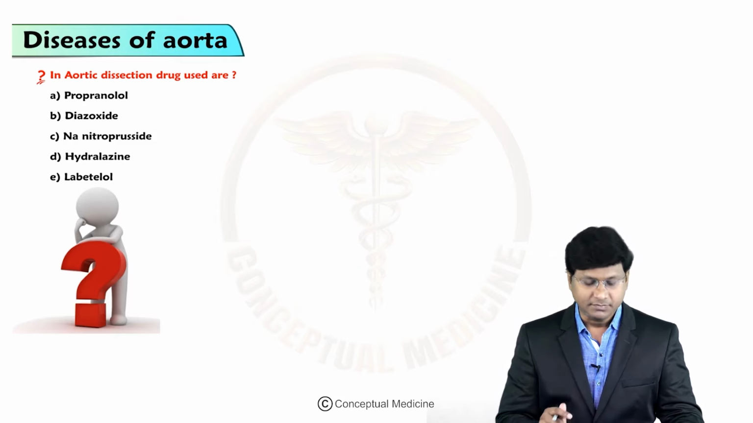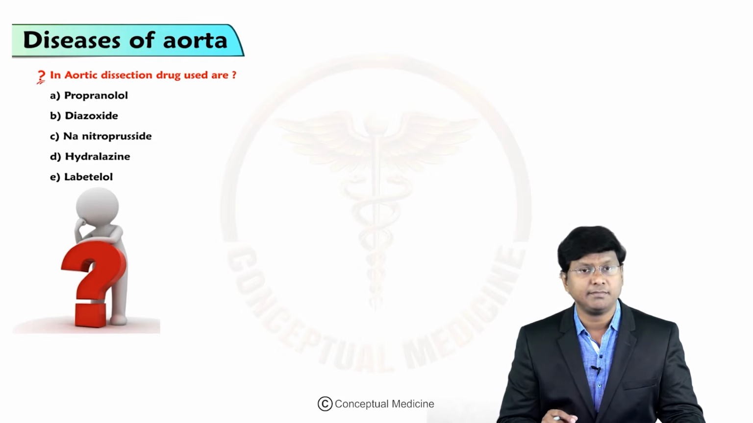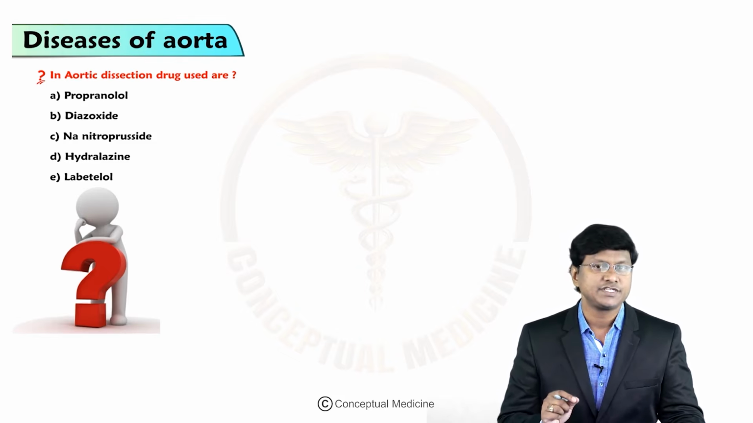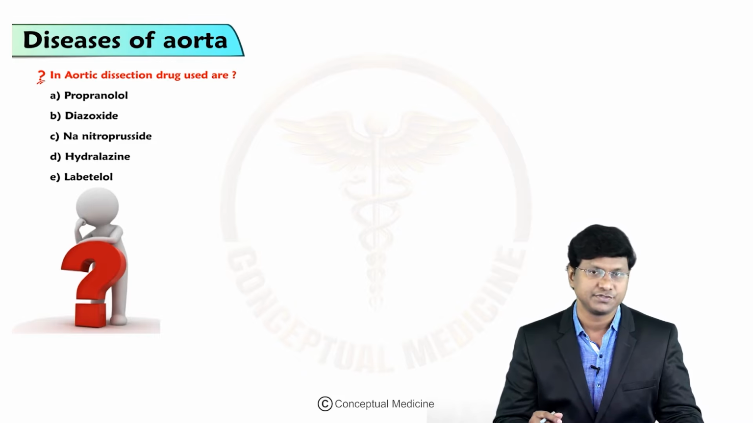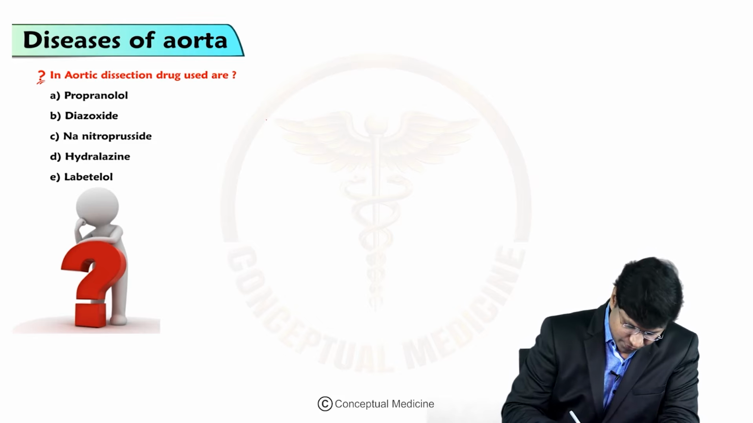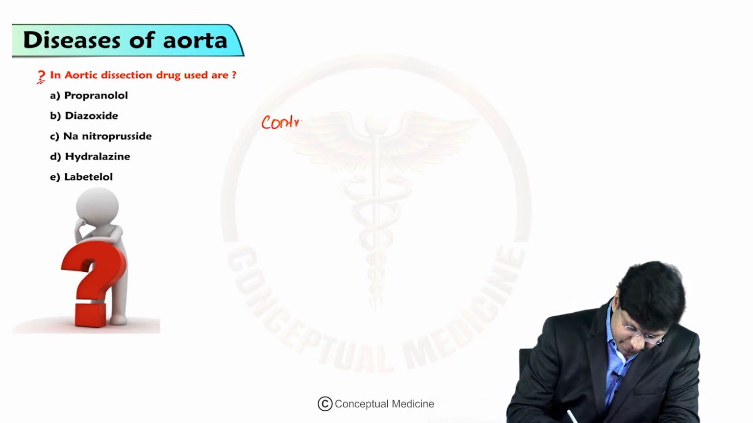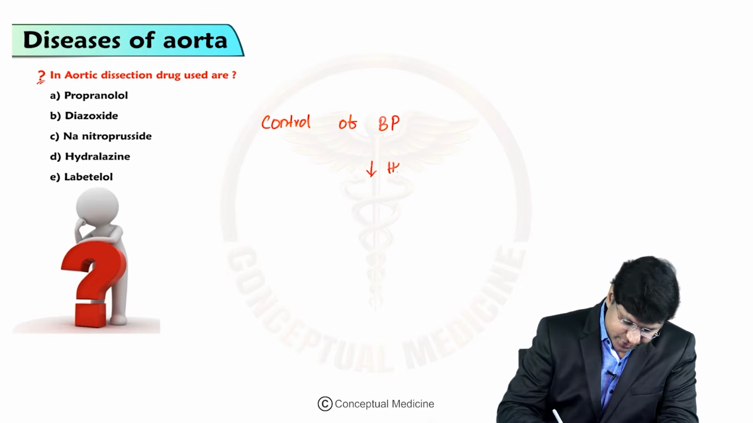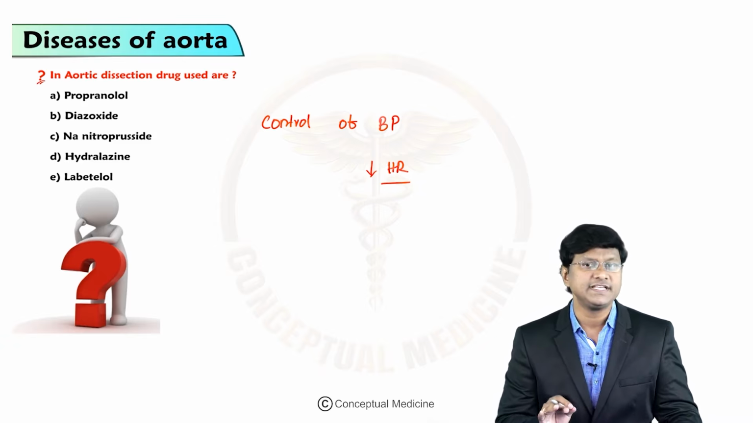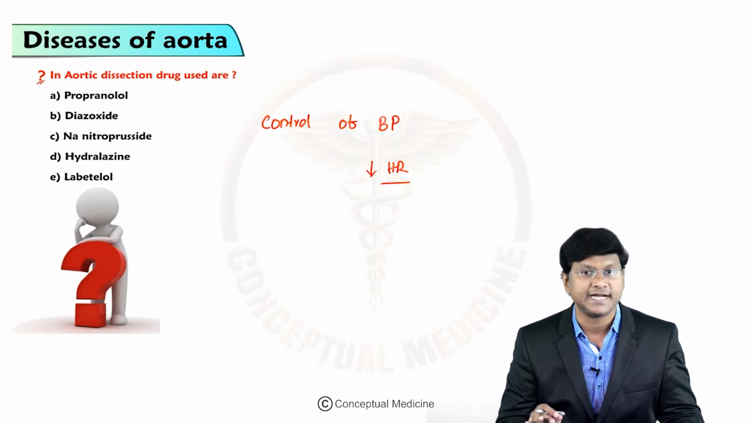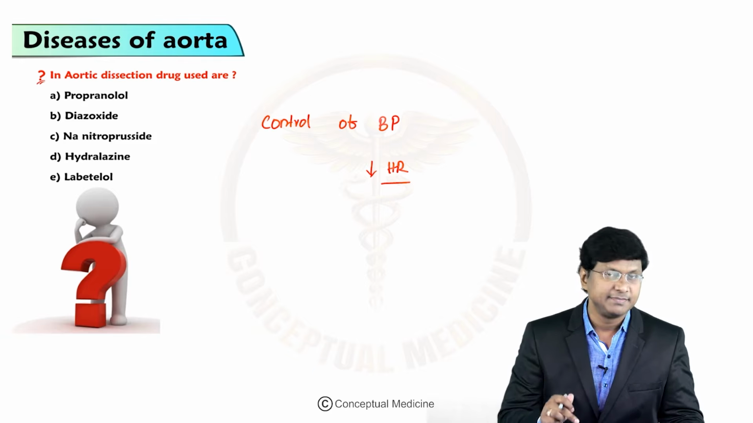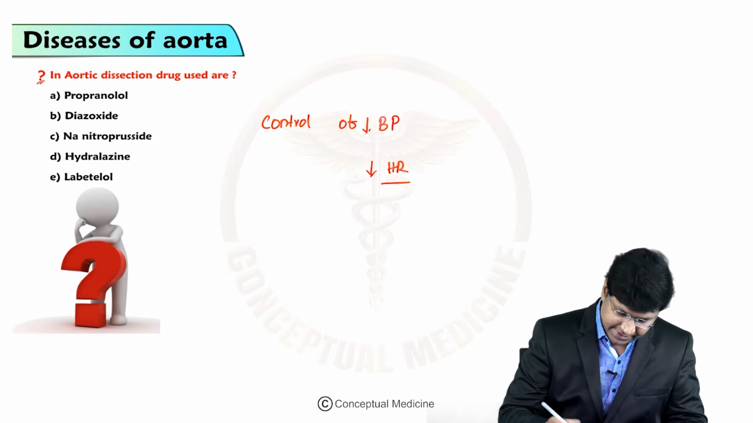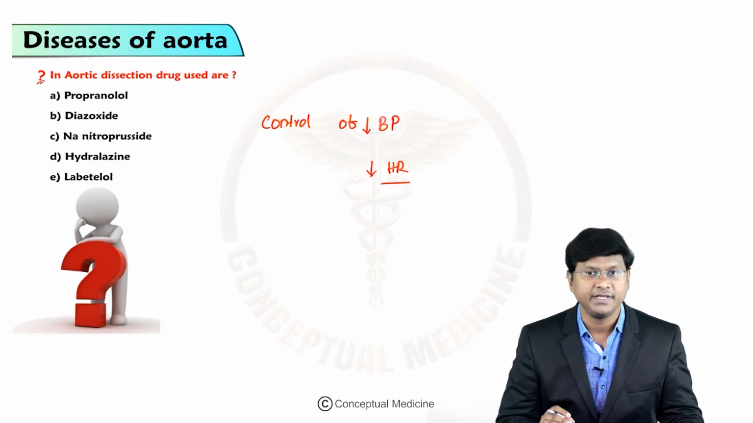So, in the medical management, first and foremost, very important is you need to control the blood pressure of the individual, because controlling the blood pressure is important, and at the same time you also need to reduce the heart rate as well. Both of these are the targets in case of the aortic dissection. One, the blood pressure has to be reduced. Second, the heart rate has to be reduced.